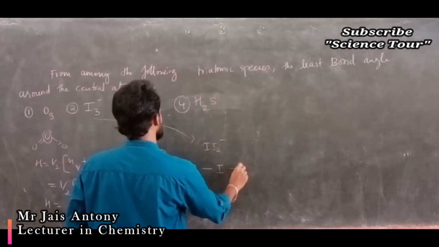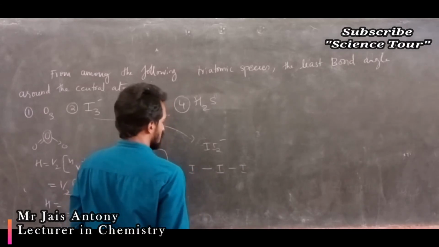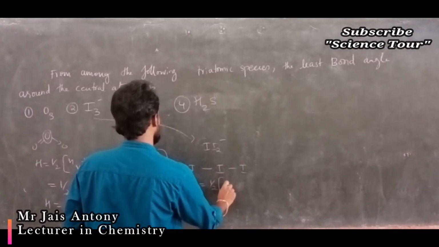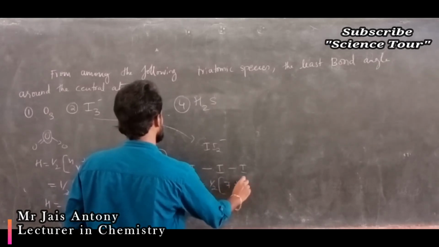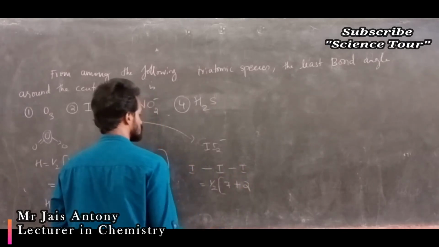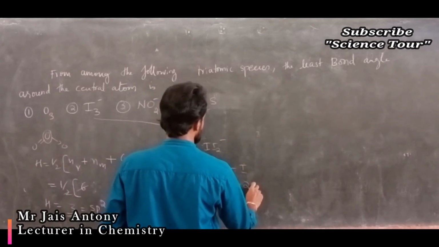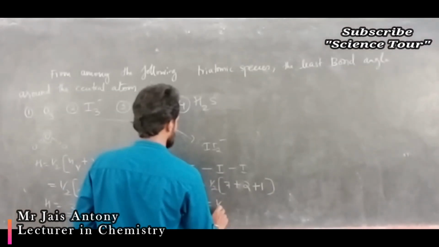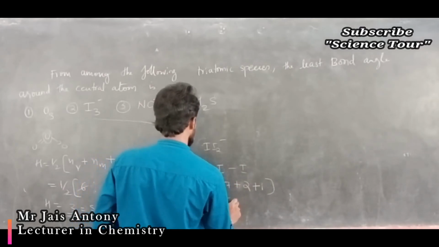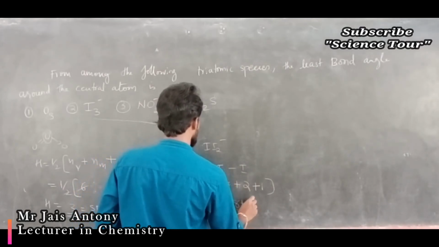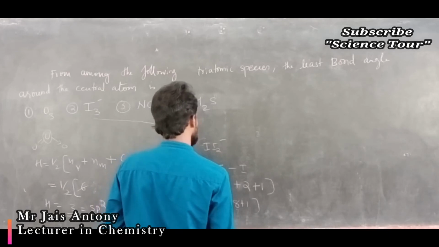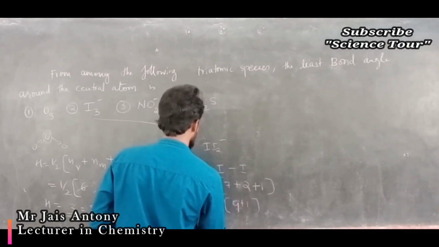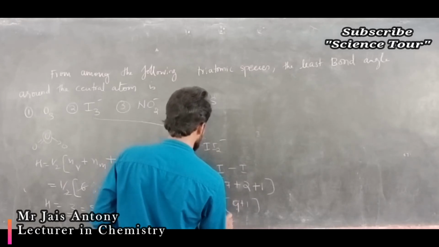This is how you are writing it, my dear students. Actually, iodine has 7 electrons, plus 2, because 2 atoms are attached to this one, and minus 1 is there, so we have to add that one, plus 1. Okay, 7 plus 2 is 9, plus 1, 10. Okay, 10 divided by 2, my dear students, it is 5.